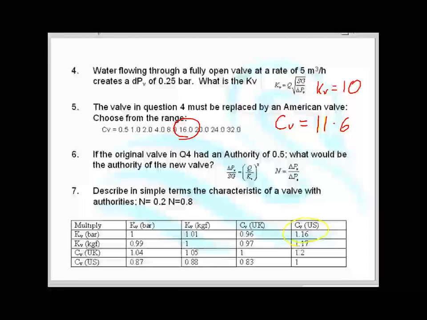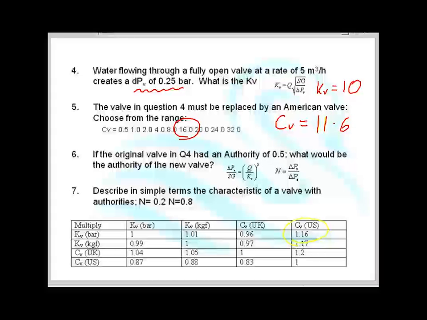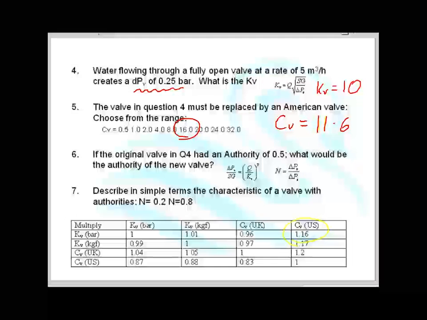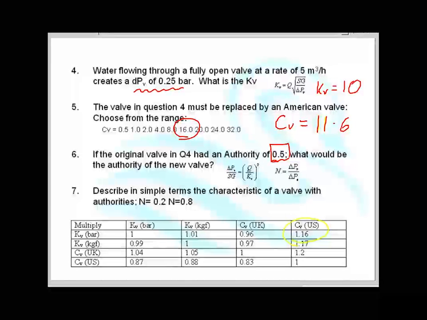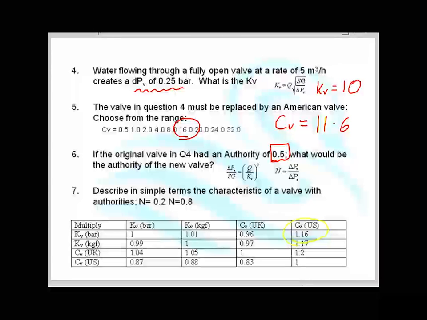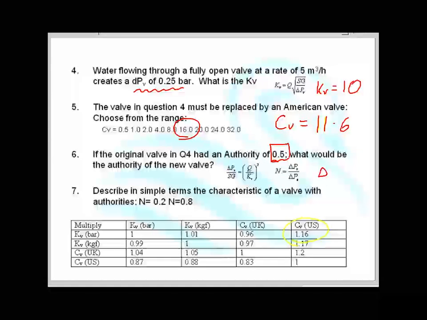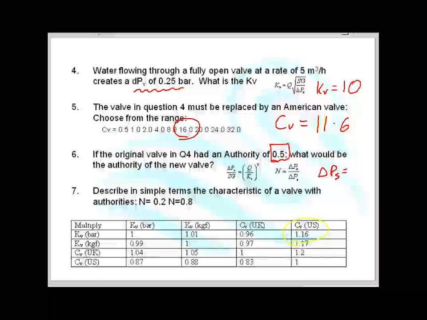So if the original valve had an authority of 0.5, 0.25 of a bar was dropped across the valve. That means if it had an authority of 0.5, half of the entire system pressure was dropped across the valve. 0.25 was dropped across the valve. That means that the system pressure must have been twice 0.25. So the system drop would have been 0.5.